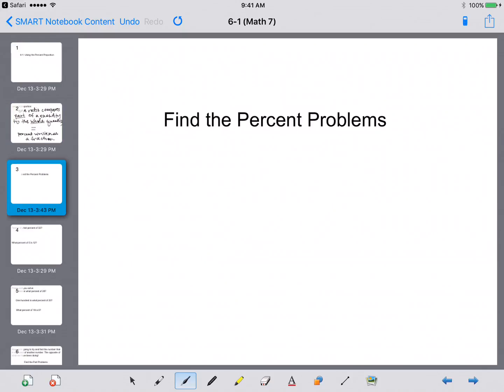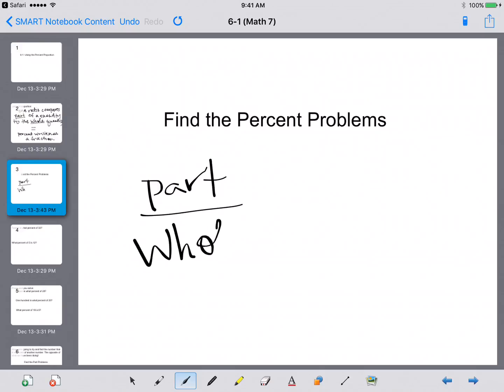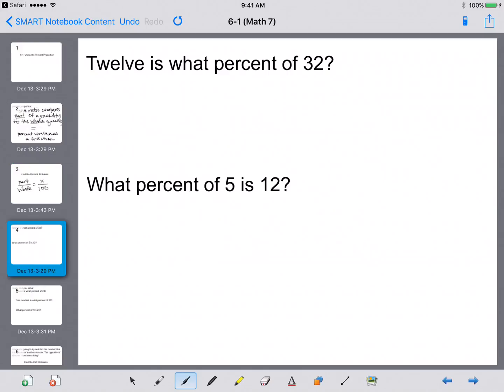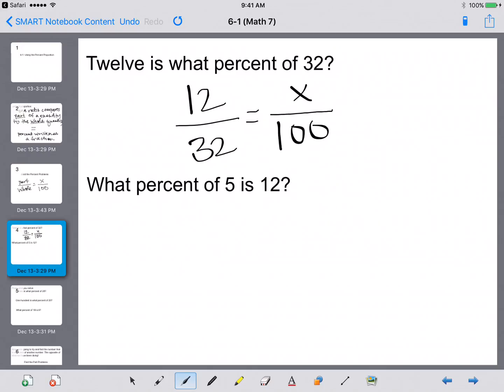So these first ones we're going to go over are find the percent problems. We're going to be given a part and a whole, and we want to find what percent out of 100 it is. So here it says 12 is what percent of 32. This is the part that's tricky, how to set it up. So 12 is the part of the whole 32, and that's going to be equal to some percent. We don't know, but percents are always out of 100.